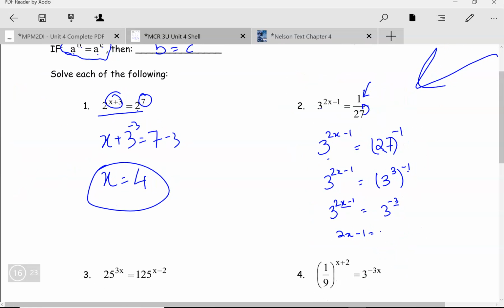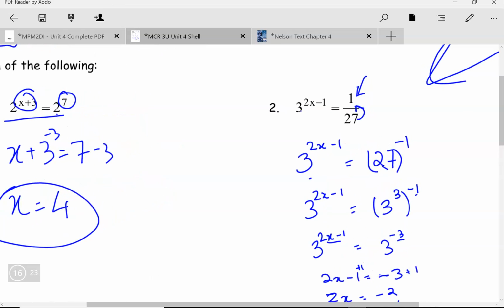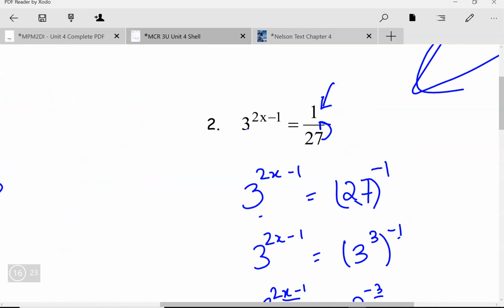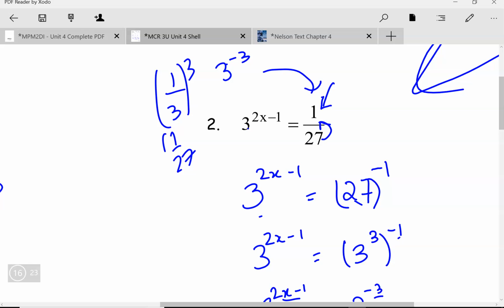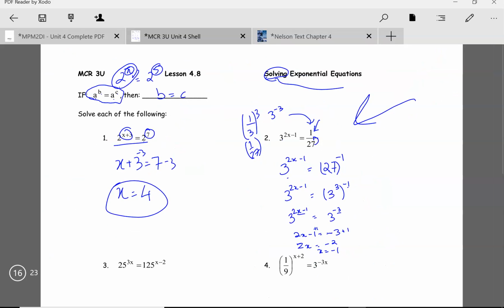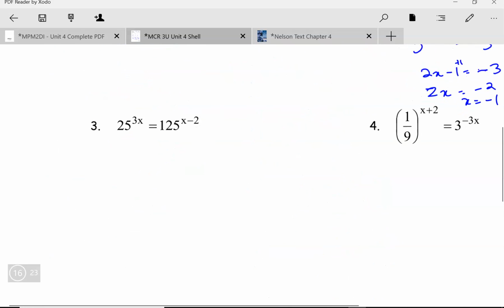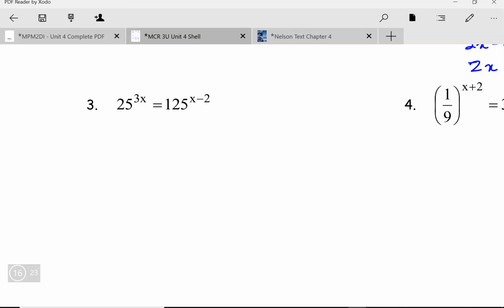The easiest way to check that is to put this negative 1 into here and see if it makes sense. 2 times negative 1 minus 1 is negative 3. And I know that equals 1 over 27, because this is 1 over 3 to the power of 3, which is 1 over 27. Whenever you have an equation, it's always easy to check. Just do left-hand side, right-hand side, and you should get the same answer. And yeah, that's basically it.